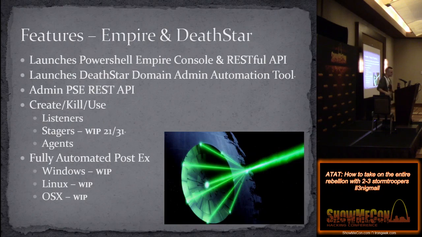The Empire and Death Star feature gives you the option to launch PowerShell Empire and the REST API. It also gives you the option to launch Death Star, the domain admin automation tool. You can use the REST API to create, kill, and use listeners, stagers, and agents. I support 21 out of the 31 available stagers, and I'm working on automated post-X for Windows, Linux, and OS X. It is functional, but it's not quite as polished as I'd like it to be.